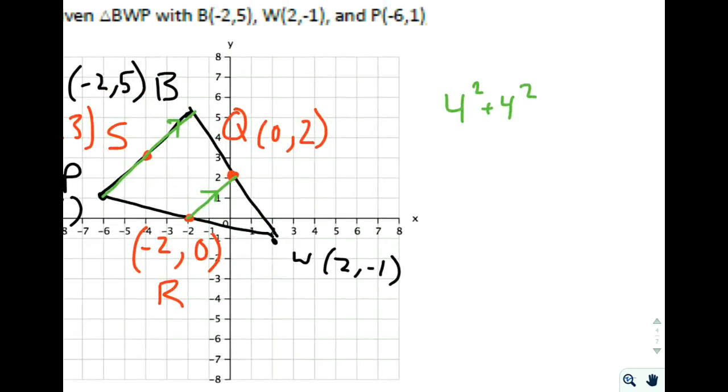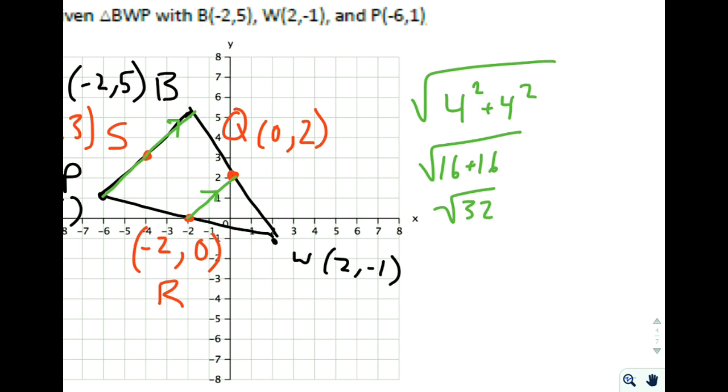Anyways, so we take 4 squared plus 4 squared, and we're going to square root that. So I end up finding the square root of 16 plus 16, which is the square root of 32. Now if I want to get a decimal approximation for that, I can plug that in my calculator. It's going to be 5 point something, we'll call it probably 5.6-ish.